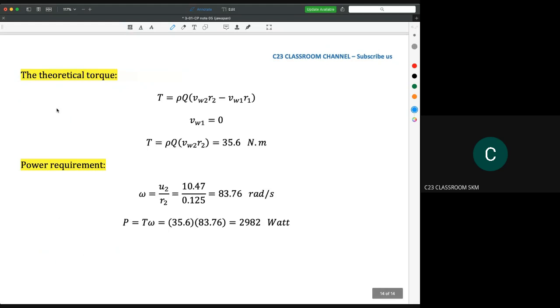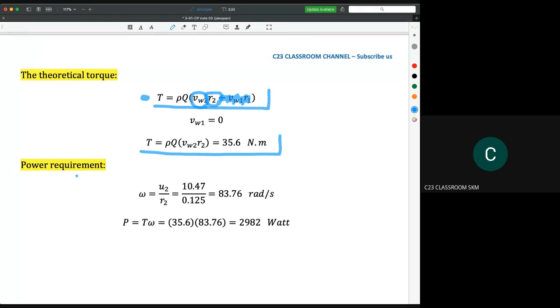And then the theoretical torque. This might be the first question asking you about the torque. You could refer back to our lecture notes about the Euler head, because we start the derivation of Euler head with the calculation of torque. This is the equation of torque. Because V1 is equal to 0, we could simplify this term, so this term will become 0. We only need to calculate what is V2 and what is R2, R meaning the radius at point number 2, the mean radius at the outlet. You could substitute all these parameters, and you will get the torque as 35.6 Newton meter.